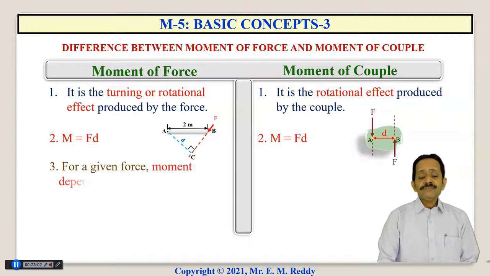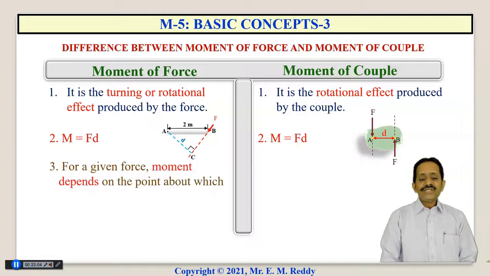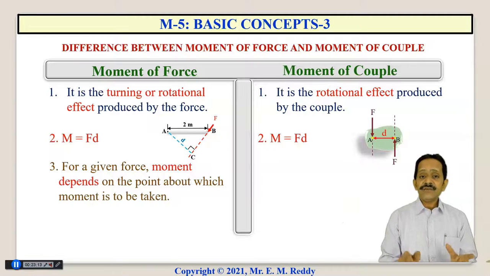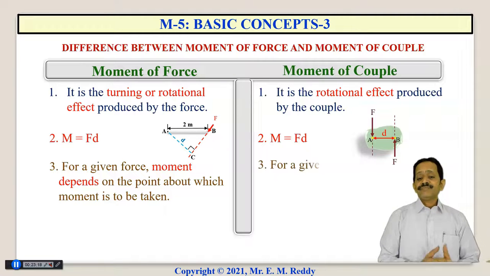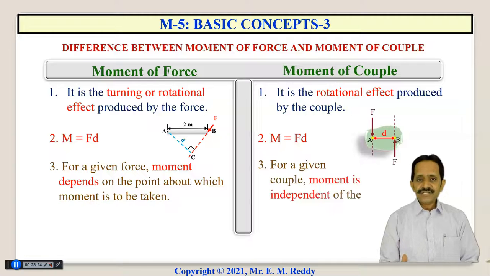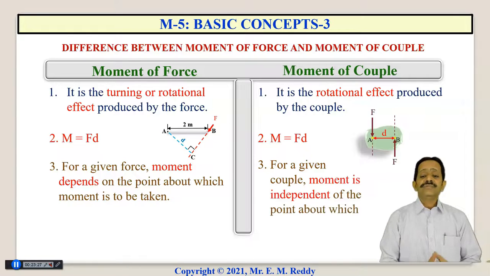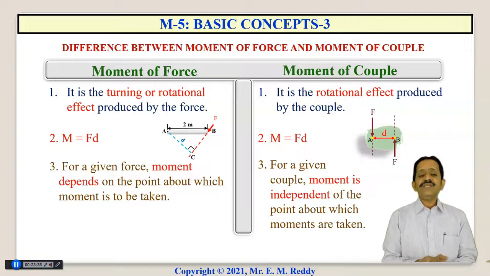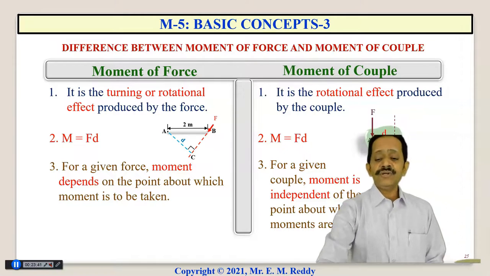For a given force, the moment depends on the point about which the moment is to be taken. If the position of the point is changing, the perpendicular distance will change. Therefore, the magnitude of the moment of force will change. Whereas, for a given couple, the moment is independent of the point about which the moment is to be taken. Right? So you take any point in the plane, but the moment of that couple remains constant. This is the basic difference between the moment of force and moment of couple.